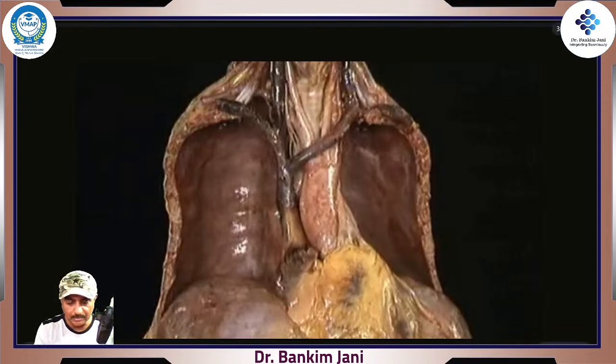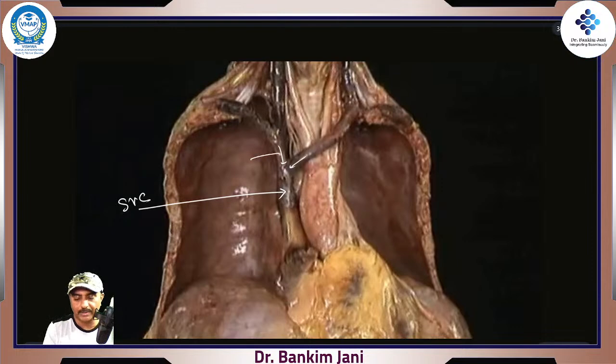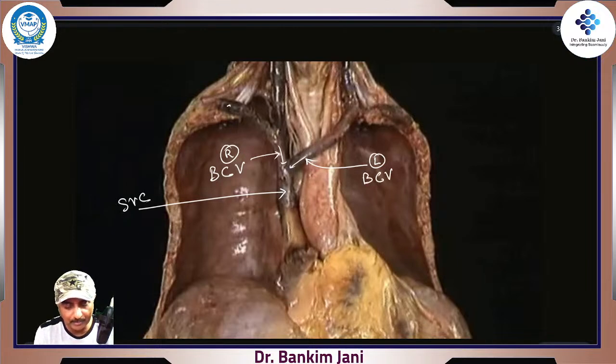So you can see that here it is our superior vena cava, formed by the joint operation of this one, the right brachiocephalic vein, and this one, the left brachiocephalic vein. That's how they are formed. This is the subclavian vein, right side. This one is the right internal jugular vein, and similarly on the opposite side.